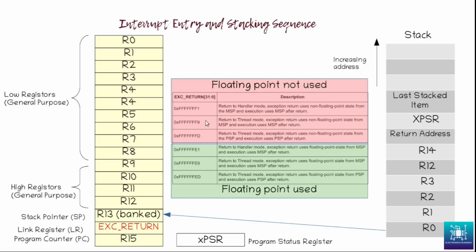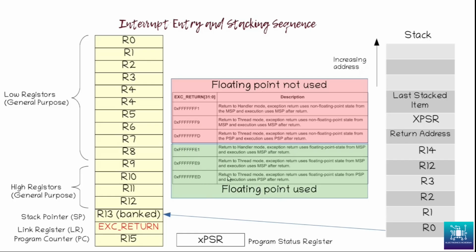Now when the floating point is being used, then the values are different. That is, instead of the last but one F, it is E. So again, it is the same as this one, but this time using a floating point, that is return from MSP to MSP. Okay, that is within an exception. There is an exception to an exception. This is from a thread exception back to a thread using MSP in both the cases, and this is PSP in both the cases. Now, why do we need a separate set of values for floating point being used?